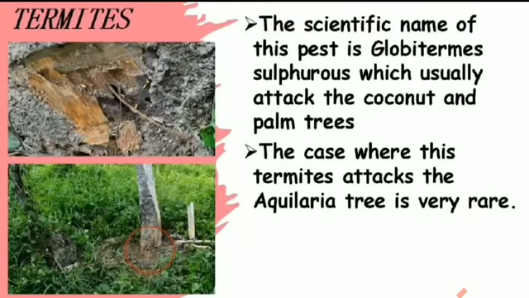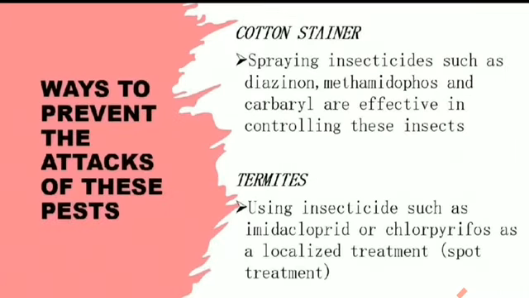Termites. The scientific name of this pest is Globitermes sulphureus, which usually attacks coconut and palm trees. The case where these termites attack the Aquilaria tree is very rare. Ways to prevent the attacks of these pests.